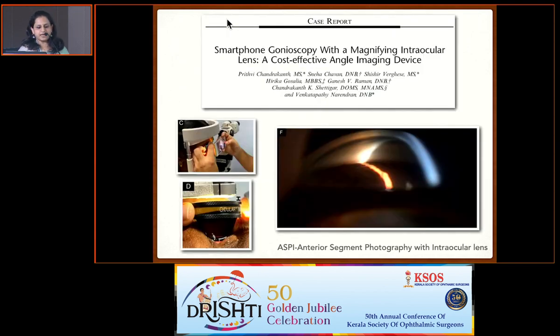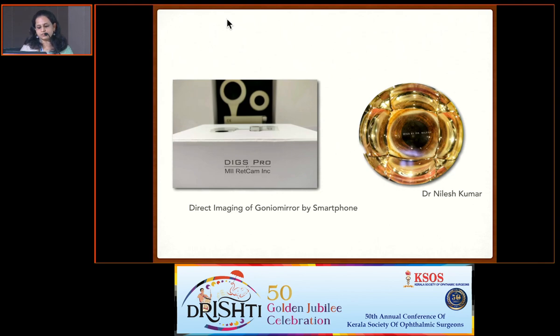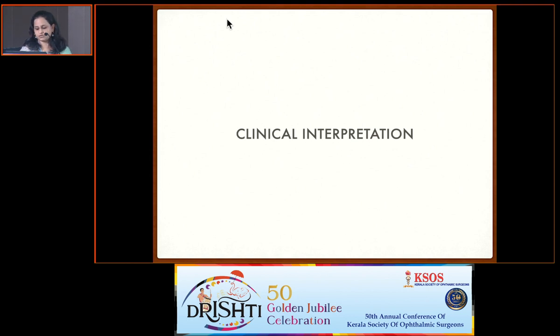Another example, if you have attended the previous smartphone imaging session, is smartphone gonioscopy, which was put forward by Dr. Prithvi Chandrakant and team. Here they are taking the images without the help of a slit lamp. Behind the mobile camera, they are using a 10 diopter intraocular lens, and then keeping the gonioscope on the patient either in supine or sitting position, and you can take the image even without the slit lamp. Then you have direct imaging of the gonio mirror by smartphone by Dr. Nilesh Kumar. So nowadays all these smartphone technologies are coming up.